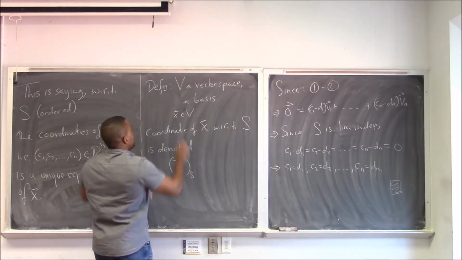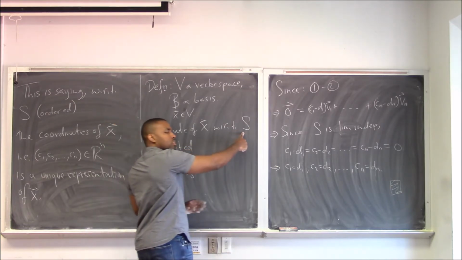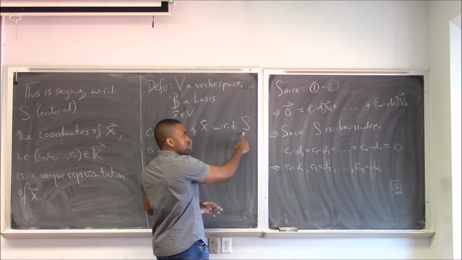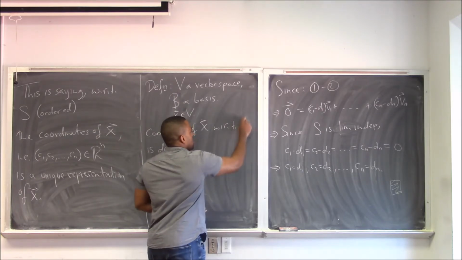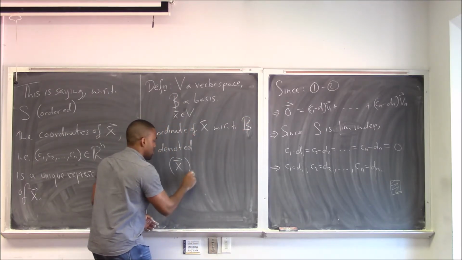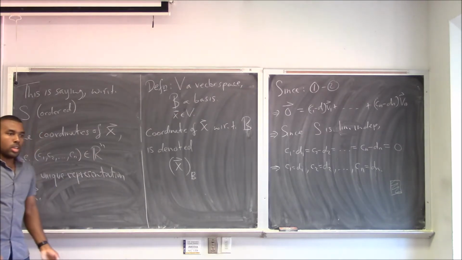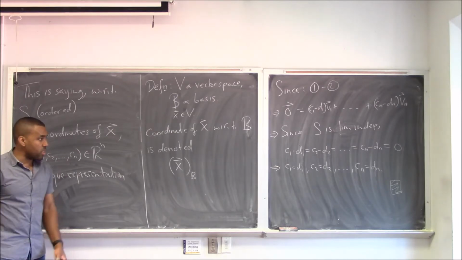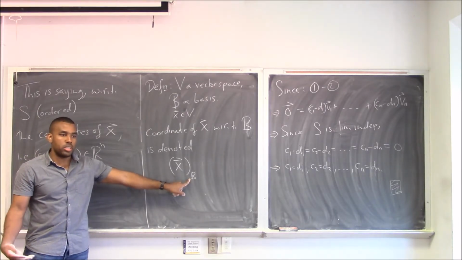Let's change this S to a B, because S is usually the natural thing that we use for a standard basis. But in general, we usually call bases B. So you can talk about different coordinates with respect to different bases. And if you are working with several bases at once, and you want to talk about the coordinates of some vector, you should identify with respect to which basis you are talking.